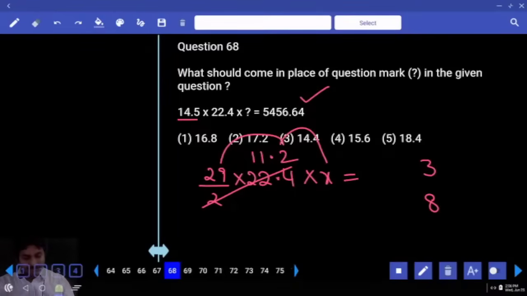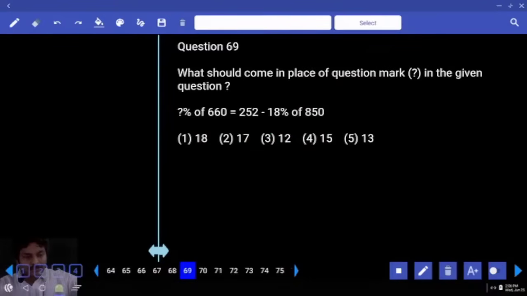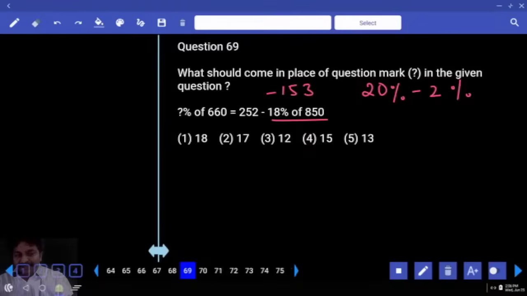Come on. We have to calculate 18%, 20% minus 2%. 10% is 85, 20% is 170, 2% is 17, 170 minus 17, 153. So when you subtract 153, that will be equal to 99. 10% of 660 is 66, and we have 33 more, which is 5%. Answer 15%, 10% plus 5%.